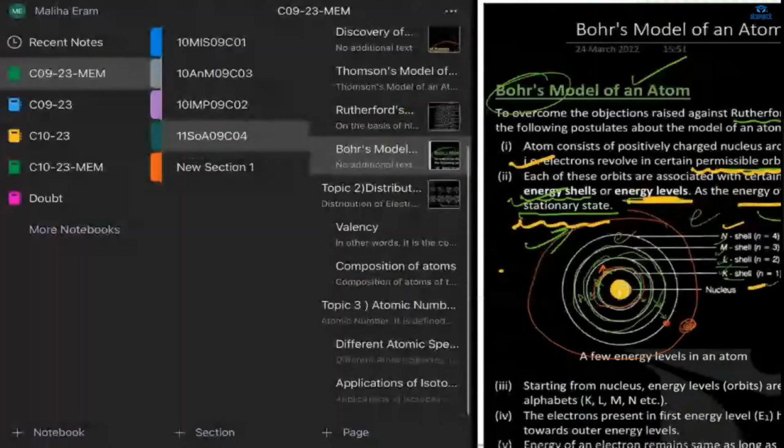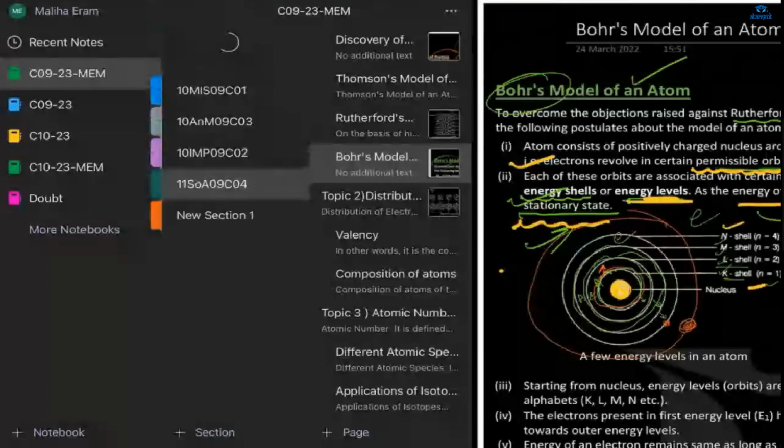Okay, so what is next? This is our last chapter, structure of atom. After that, okay.